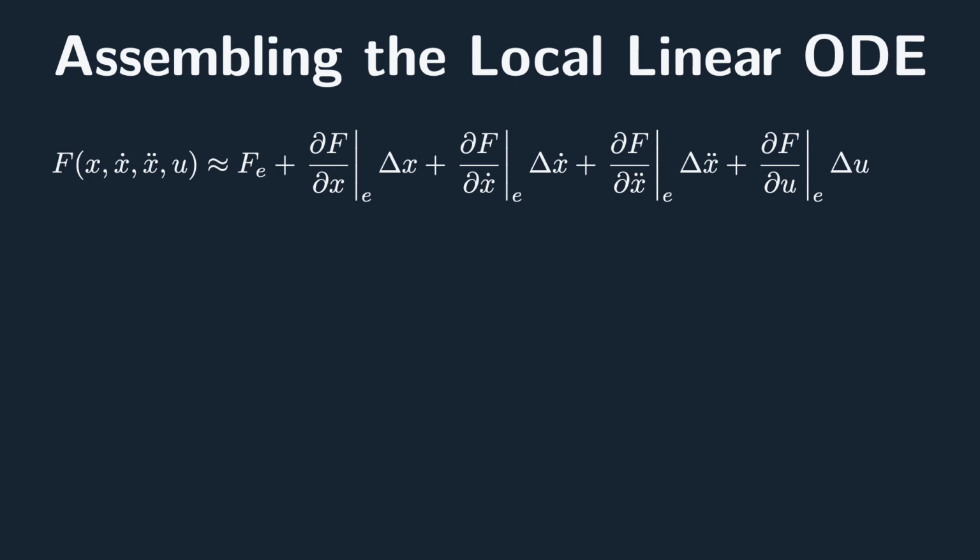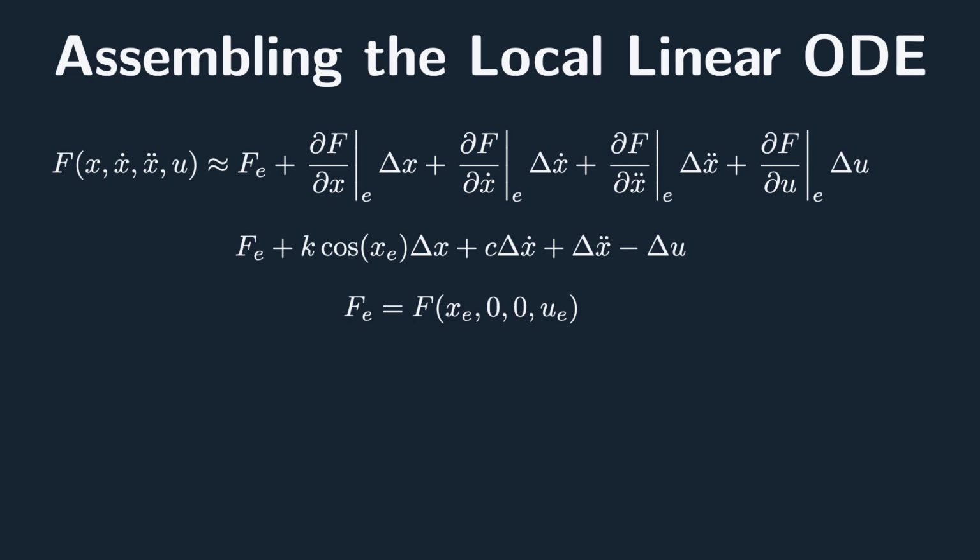Now we use the local slopes from the previous slide to build the linear approximation for f. The approximation has one constant term, f sub e, plus one contribution from each deviation. The x contribution is k cos x sub e delta x. The x dot contribution is c delta x dot. The x double dot contribution is delta x double dot. And the input contribution is minus delta u.